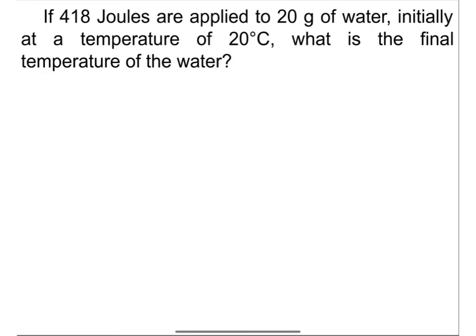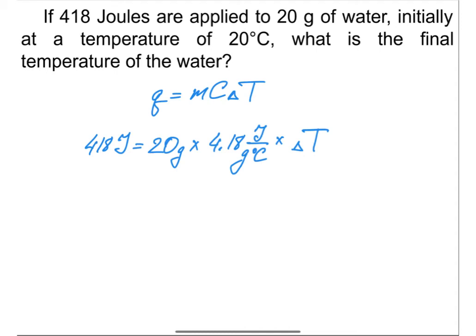If 418 joules are applied to 20 grams of water, initially at a temperature of 20 degrees Celsius, what is the final temperature of the water? In this problem, we are asked to calculate the final temperature of the water. To do that, we need to know how many degrees Celsius the change in temperature was through this process. Let's set up the equation.